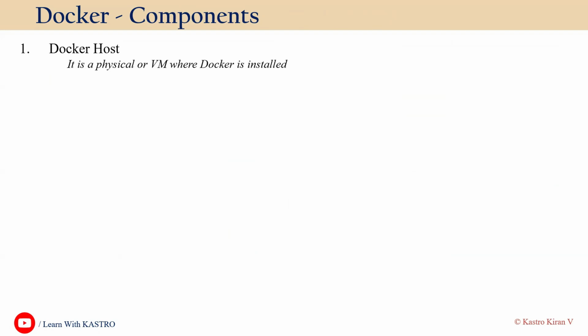If it is in the AWS cloud, we are going to launch one EC2 instance. Inside the EC2 instance, we are going to install the Docker software. The place where you are going to install Docker is known as a Docker host. And the second component is known as a Dockerfile, which is very, very important. By using this Dockerfile only, we are going to work with Docker.